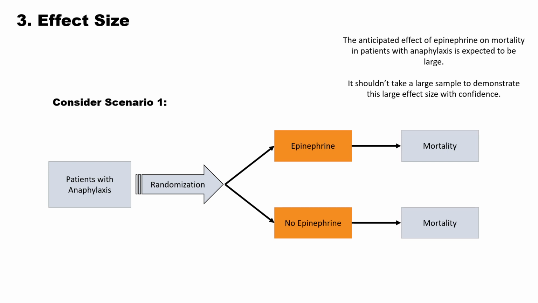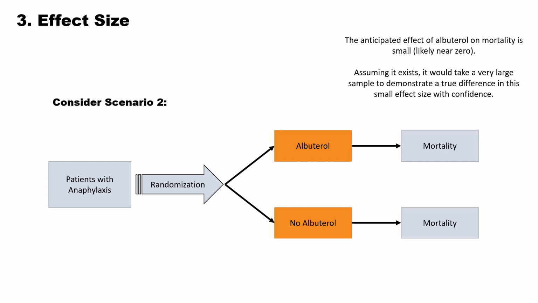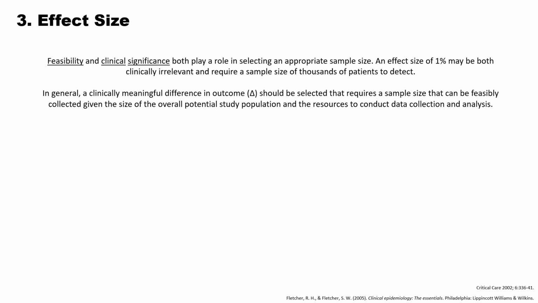Contrast that with scenario 2, where we have the same group of patients with anaphylaxis, but instead of randomizing them to a receipt of epinephrine or not, we randomize them to the receipt of albuterol or not. So albuterol is unlikely to have any real effect on mortality. So the anticipated effect is probably near 0, but assuming that it exists, it would take a very large sample to demonstrate a true difference in this small effect size with any confidence.